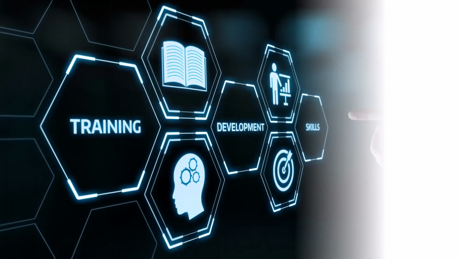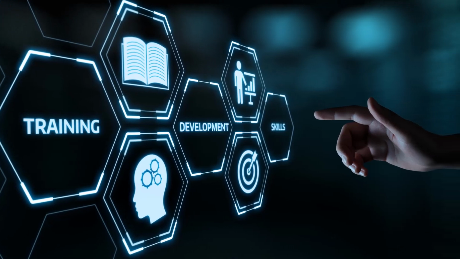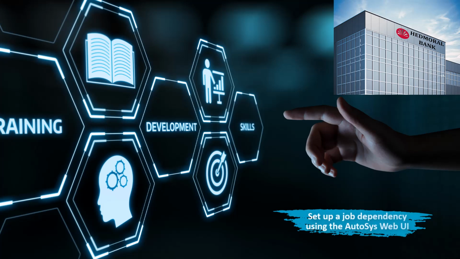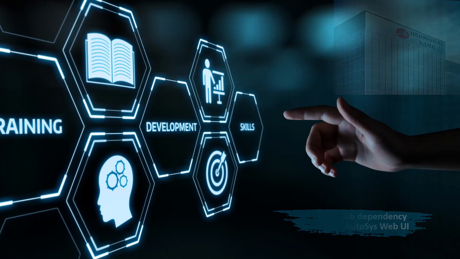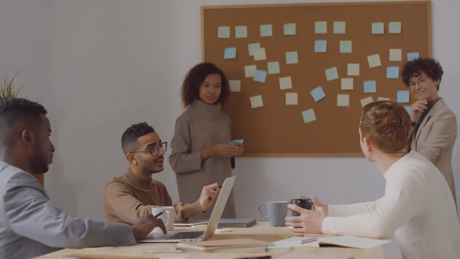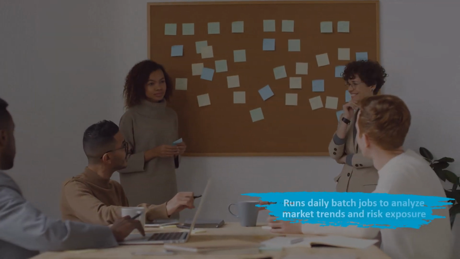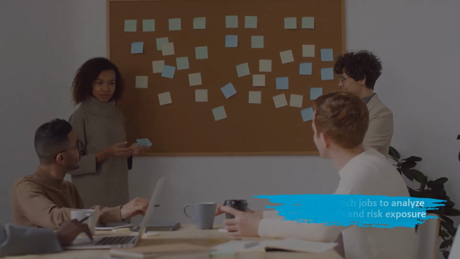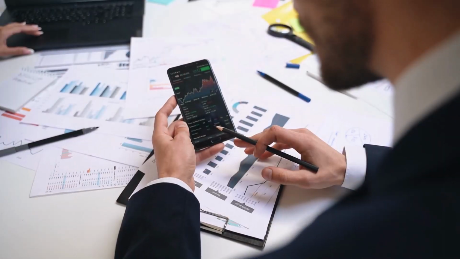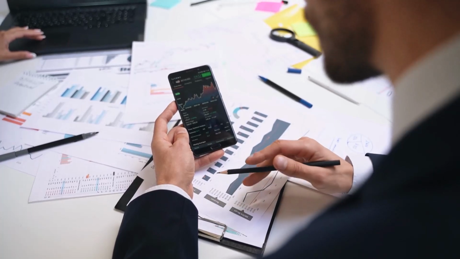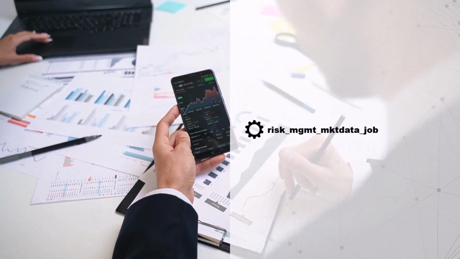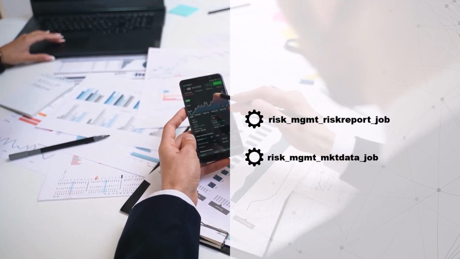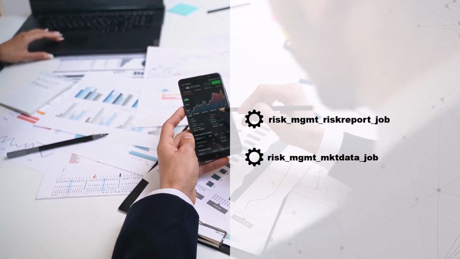To enhance your learning experience, we will walk through a scenario at Hedmoral Bank and demonstrate how to set up a job dependency using the AutoSys web UI. At Hedmoral Bank, the Risk Management Division runs a set of batch jobs every morning to analyze market fluctuations and risk exposure. 2 jobs are at the heart of this process: a job that retrieves market data from external sources overnight, a job that generates daily risk reports based on the fetched data.